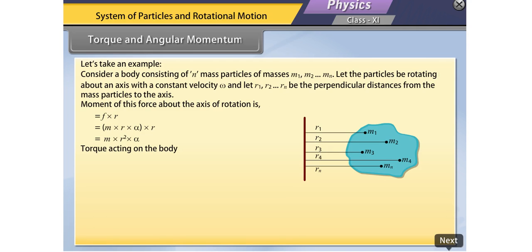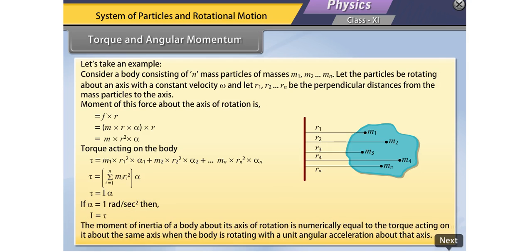Torque acting on the body is given by tau is equal to m1 into r1 square into alpha 1 plus m2 into r2 square into alpha 2 plus and so on till mn into rn square into alpha n. This equation can be written as tau is equal to summation from i is equal to 1 to n of the products of mi and ri square into alpha. This gives tau is equal to I alpha. If alpha is equal to 1 radian per second square, then I is equal to tau.